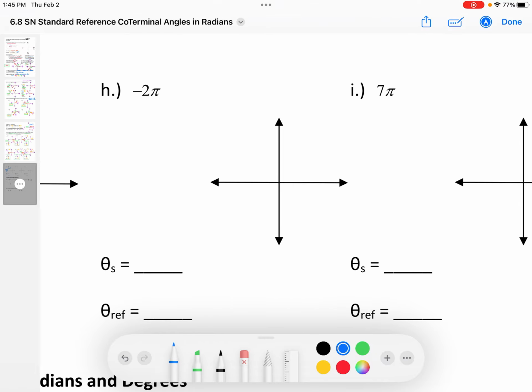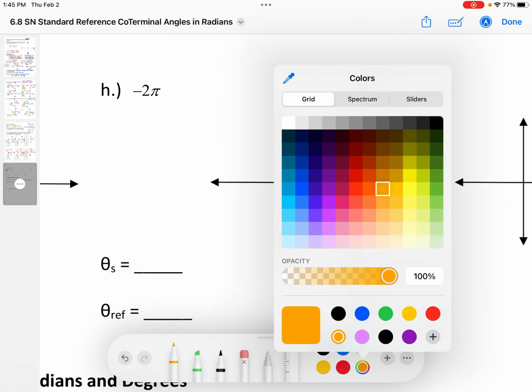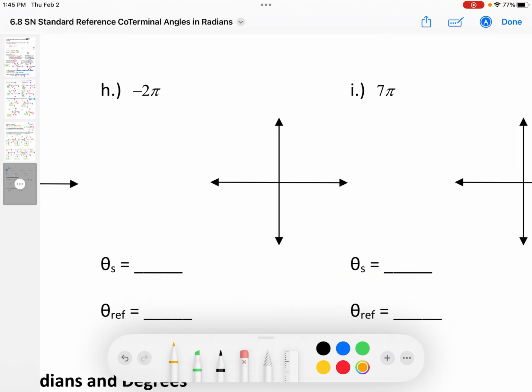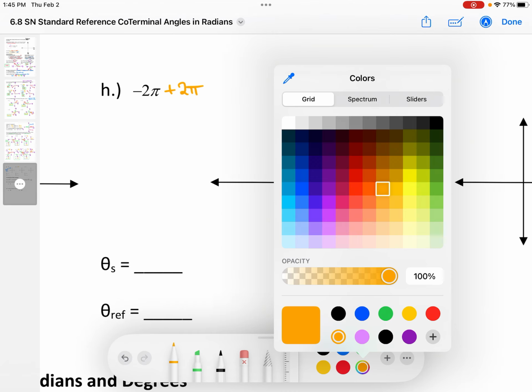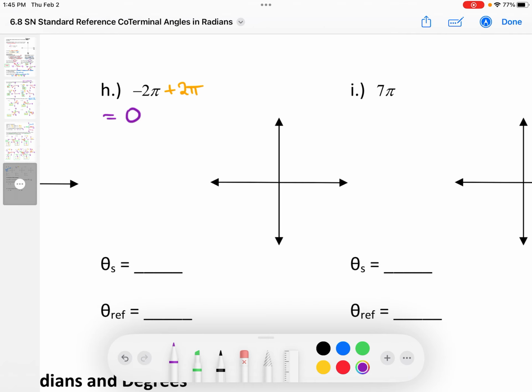Negative 2 pi. Negative 2 pi, we could graph on the circle, labeling negative, but we want that standard angle that's between 0 and 2 pi. So we need to add 2 pi. There's no denominator here, so we just add that 2 pi, and that is equal to 0. So our standard angle is 0 radians, 0's on the right, pi on the left. That puts pi over 2 on top, and 3 pi over 2 on the bottom. 0 is simply at 0.